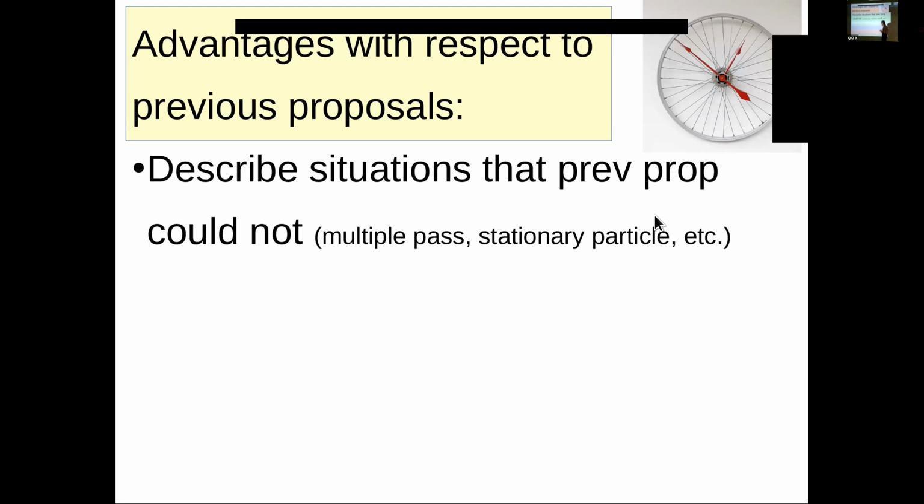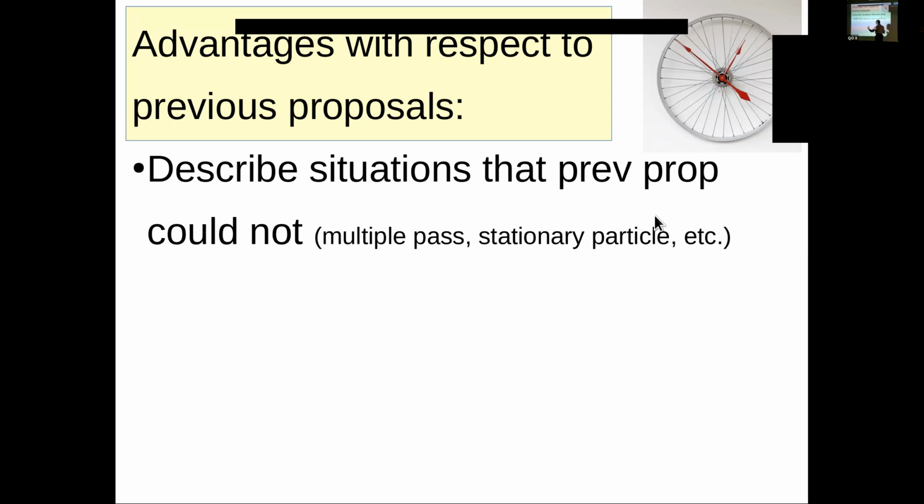So the advantages, as I said, there were many previous proposals of this. There are very many. It would take more than an hour just to do justice to them. Some of them are very nice, but our proposal indeed can describe situations that other proposals cannot, like, for example, the case in which the particle goes through the detector position multiple times, even a case in which you say, why would you think about that?